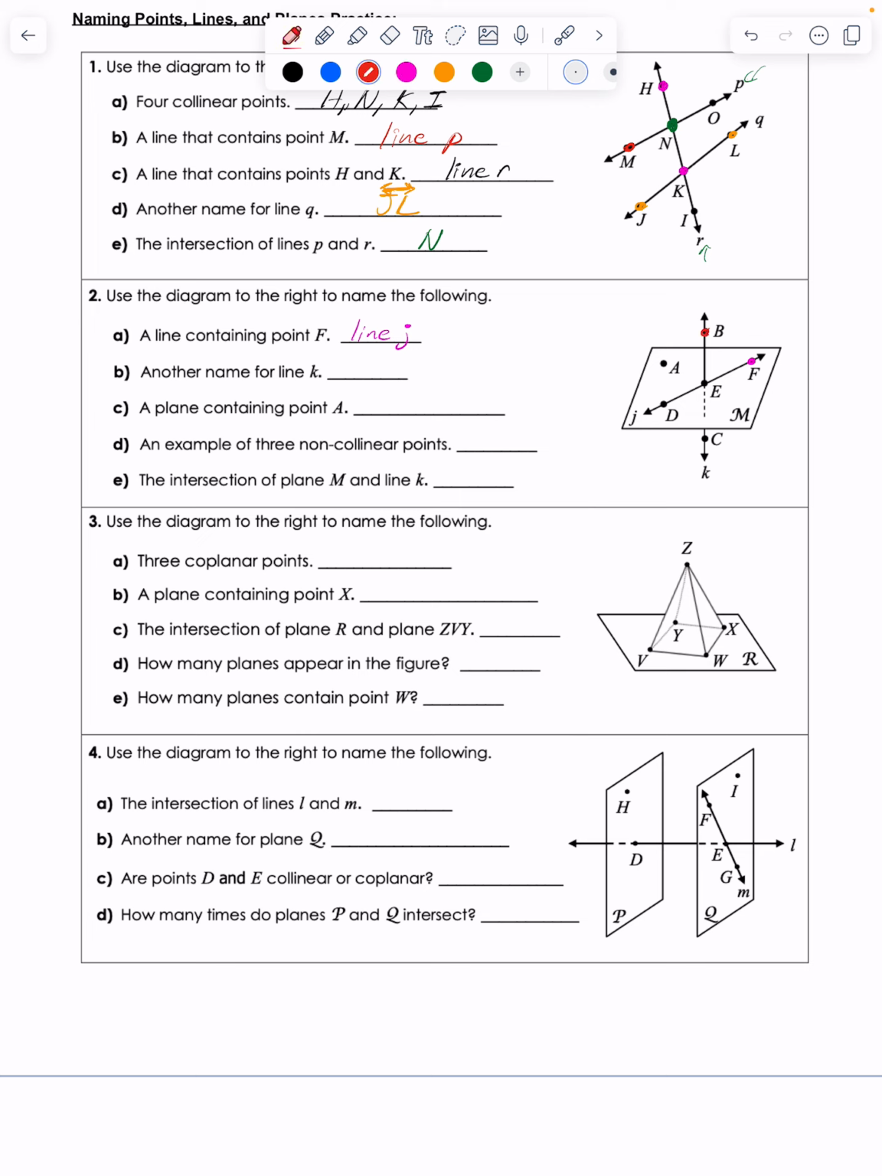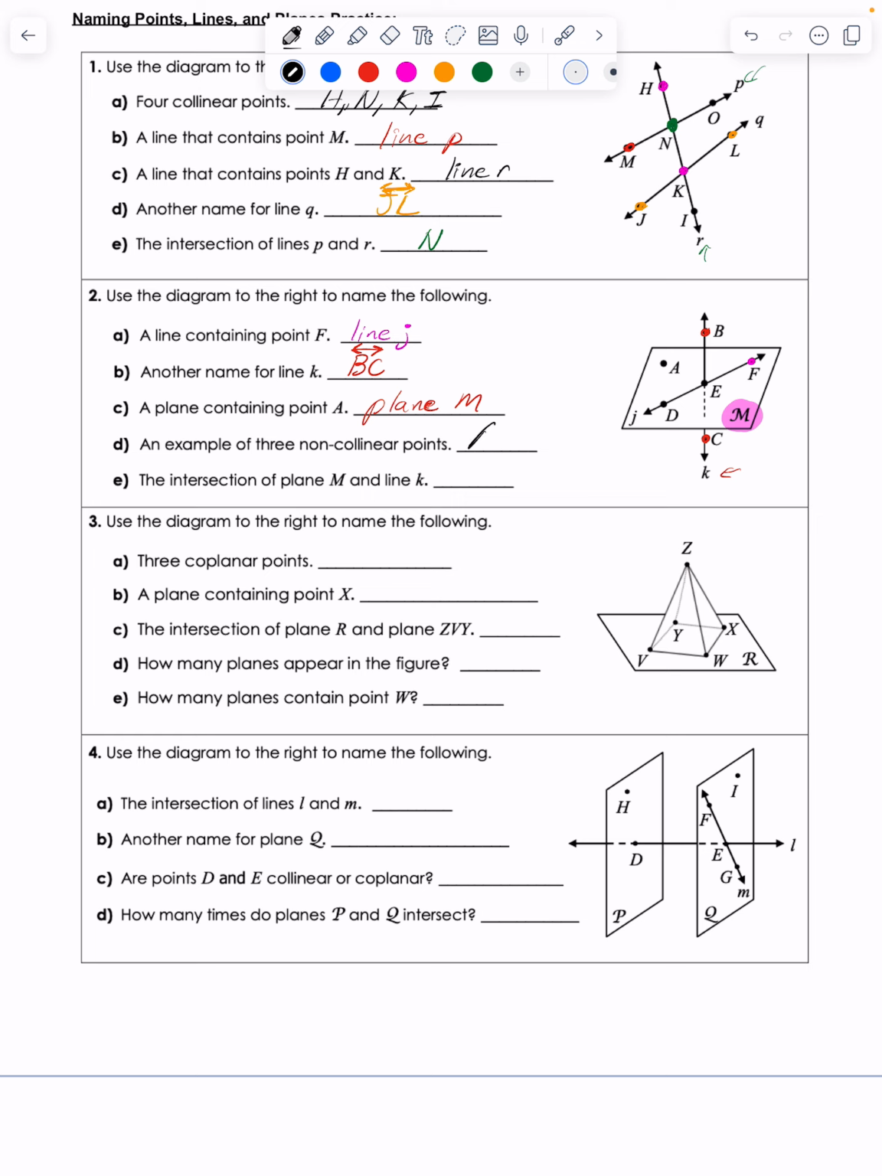I see point B and point C fall on line K, so I'm going to use BC with that symbol to show that it's a line. Another name for the plane containing point A, and I told you guys a lot of times these planes will be accompanied by some script uppercase letter, which you see there is M, so that's going to be plane M.